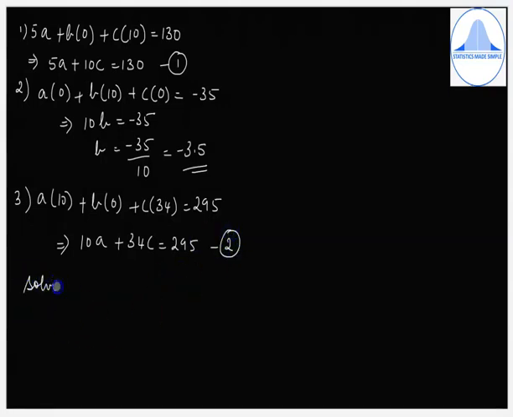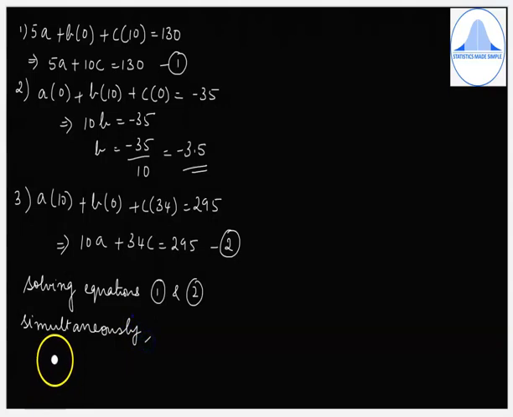Next, solving equations 1 and 2 simultaneously. So write the two equations one below the other. 5a plus 10c is equal to 130. And then you have 10a plus 34c is equal to 295.